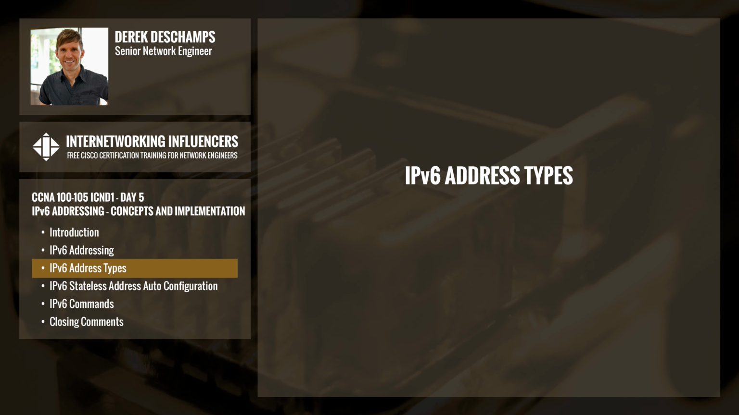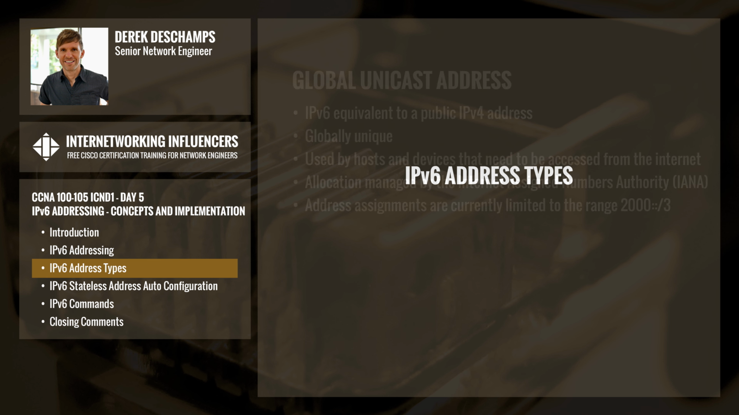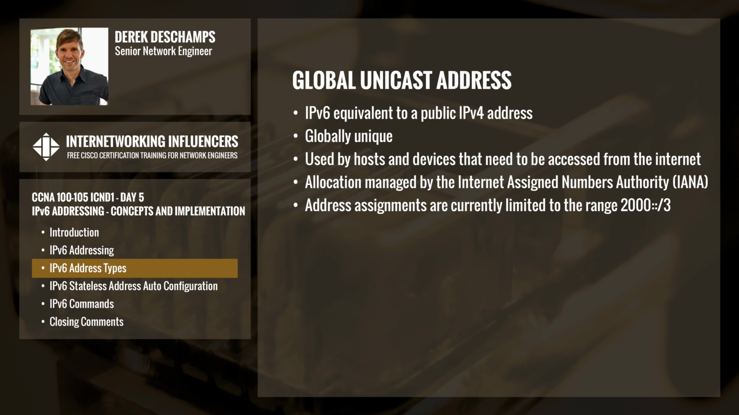There are several types of IPv6 addresses that you need to be familiar with for the exam. A global unicast address is the IPv6 equivalent to a public IPv4 address. Global unicast addresses are globally unique and used by hosts and devices that need to be accessed from the Internet. Global unicast address allocation is managed by the Internet Assigned Numbers Authority. Address assignments are currently limited to the range 2000::/3.